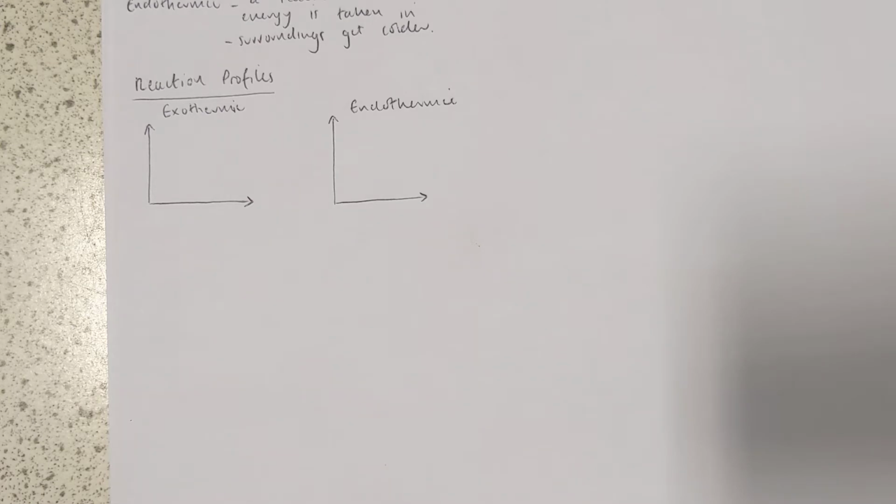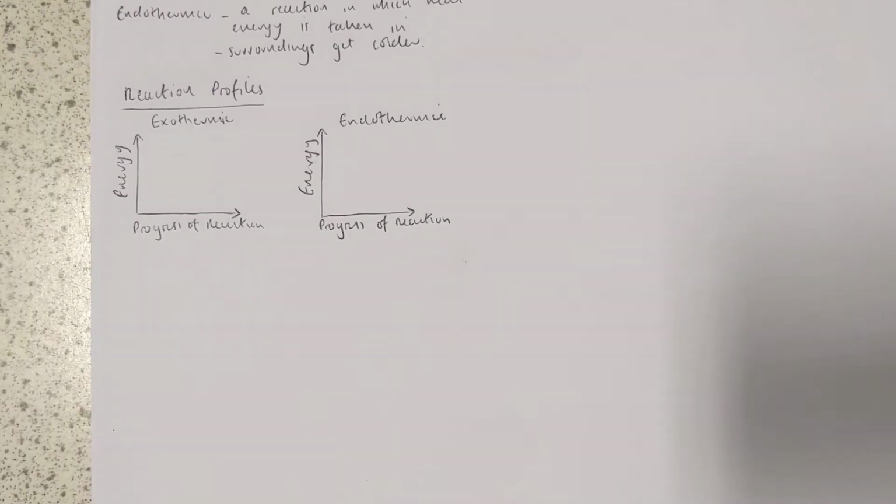In terms of the labels for the axes, the y-axis is labeled as energy, because we're looking at energy changes. The x-axis is a little bit strange. It's called the progress of the reaction. It's not really something you can measure in numbers, but basically the left-hand side of it is when the reaction has started. As you get further right, that's the reaction progressing towards the end.